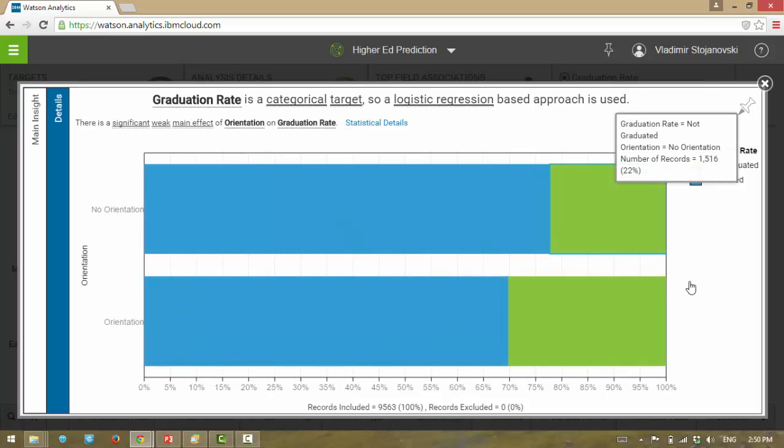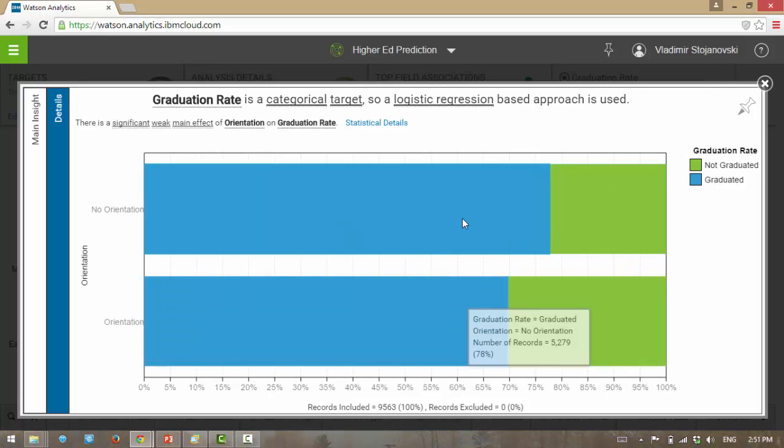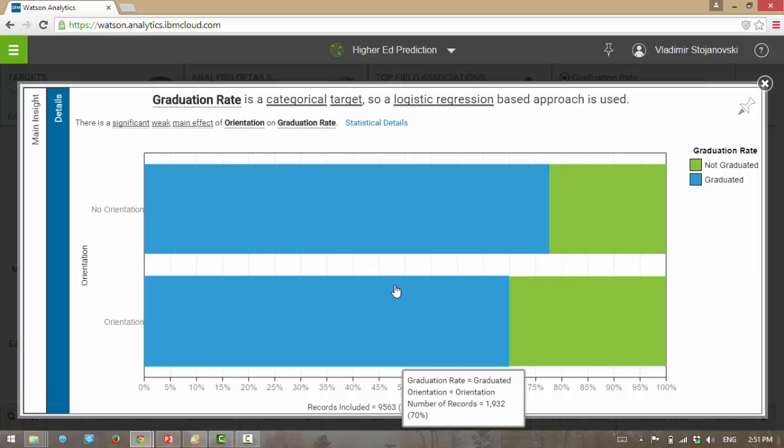And what we find here is that those students that do not attend orientation have a higher graduation rate, 78%, versus 70% for those that do attend orientation. So this is another interesting finding that I may want to investigate further.